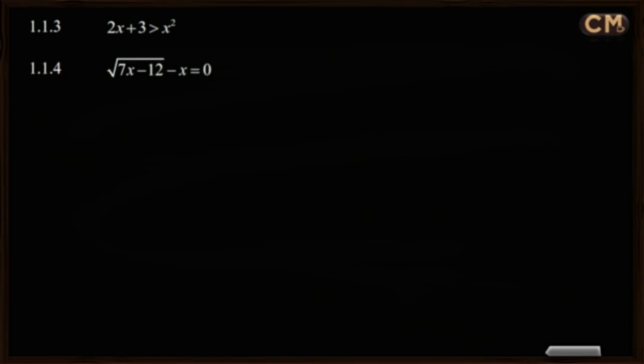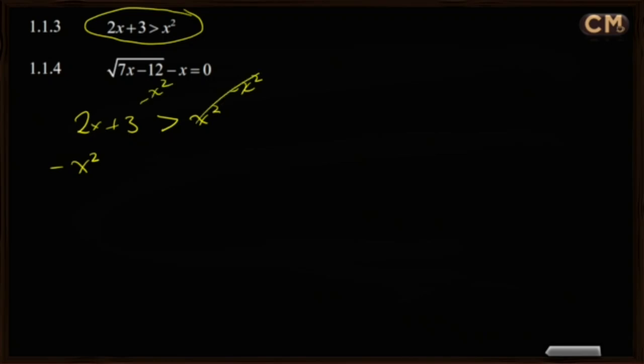1.1.3 gives us a quadratic inequality. So let's deal with that. So we'll have 2x plus 3 being greater than x squared. Everything to the left for standard form will give us negative x squared, because that is what we subtracted from both sides to get a 0 on that side. Plus 2x plus 3, that's all greater than 0.